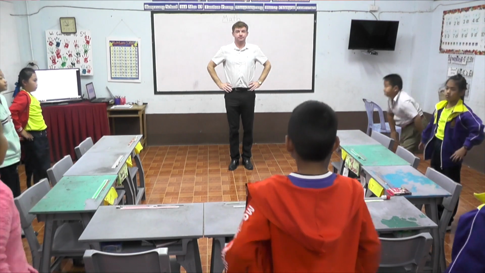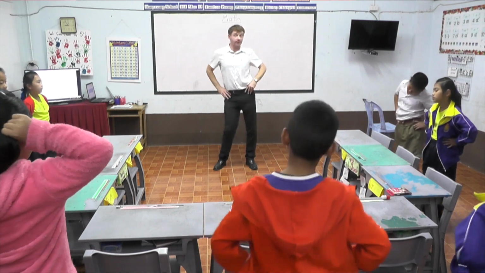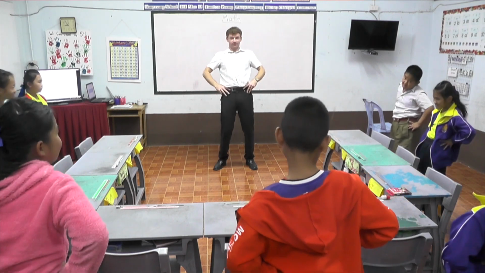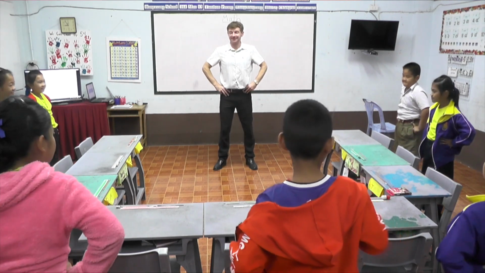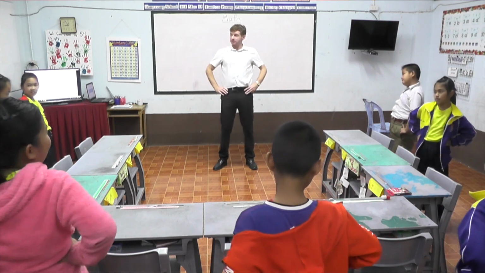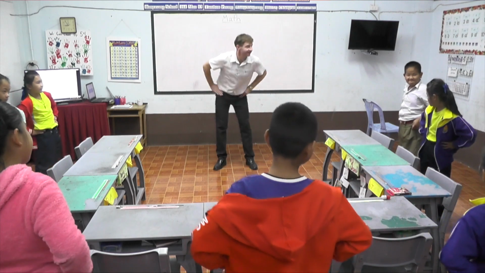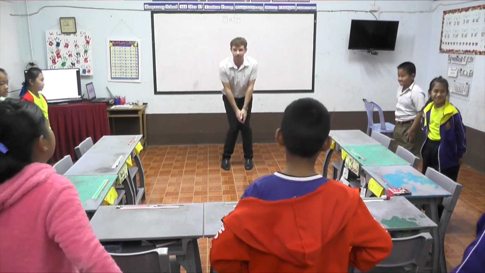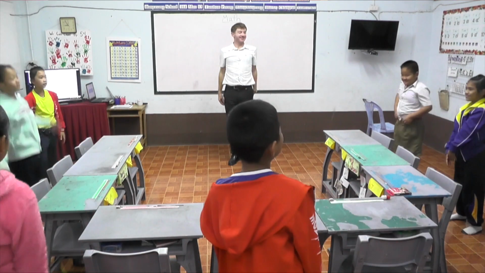Hands on hips. Let's have a wiggle. Stop. Let's have another wiggle. Stop. Backwards, forwards, backwards, forwards, backwards, forwards, stop. And we'll go round and round. Stop, back the other way. Stop, and to finish, we're going to do five star jumps. One, two, three, four, five. Excellent. Have a seat, guys.